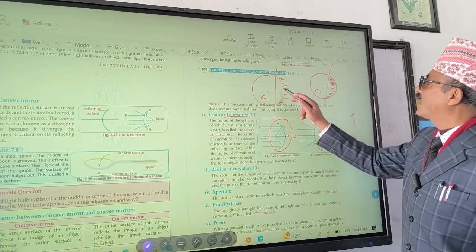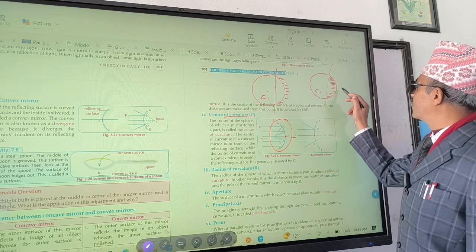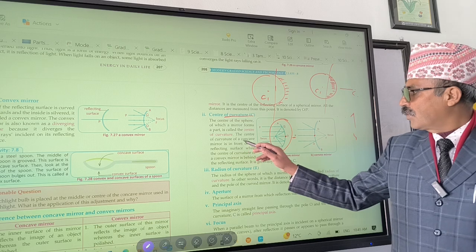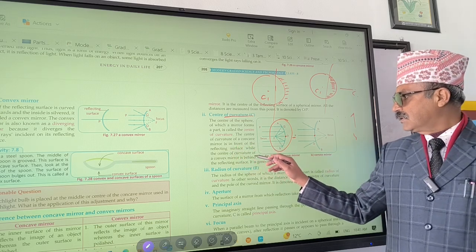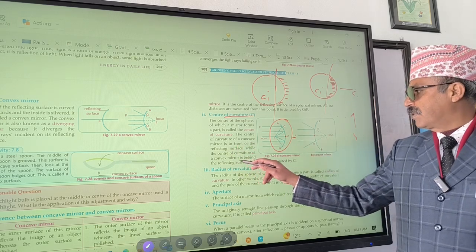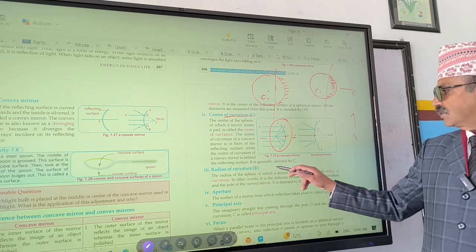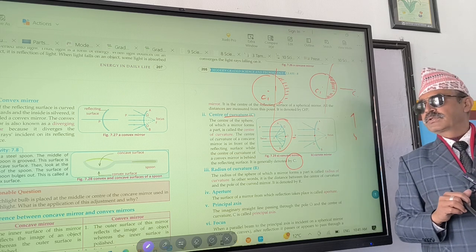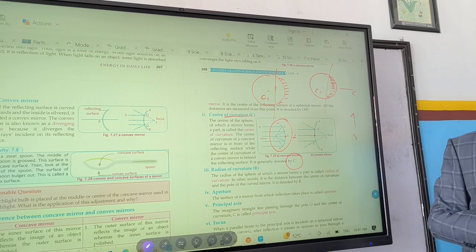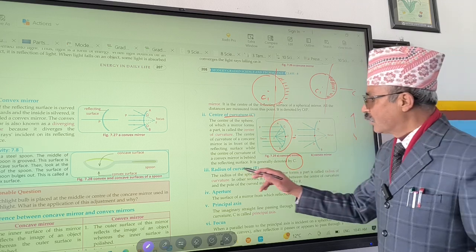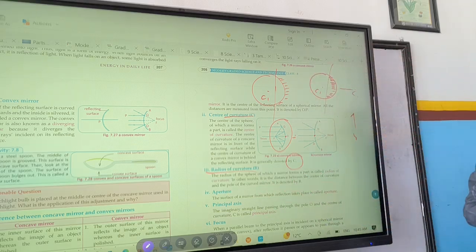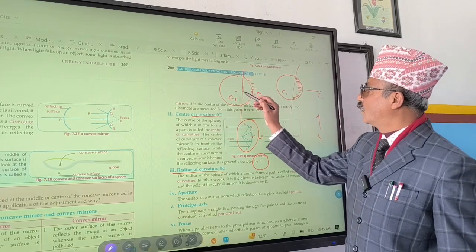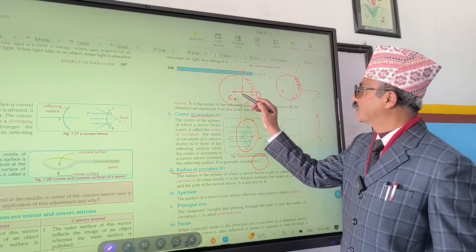In the case of a concave mirror, it is in front. For a convex mirror, it is behind. Check what is given here: the center of curvature of a concave mirror is in front of the reflecting surface, while the center of curvature of a convex mirror is behind the reflecting surface. And how do you denote it? Denoted by C. How do you denote the pole? Either P or O. Point number 3: radius of curvature. This is the geometrical center O, and this is the center C.